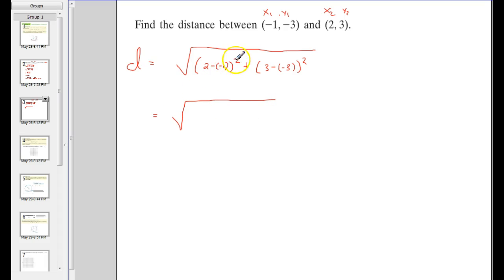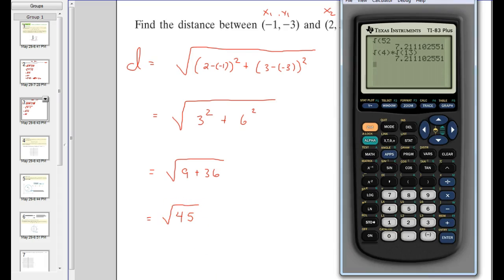Alright, so 2 minus negative 1 is 3 squared, plus 3 minus negative 3 is 3 plus 3, which is 6 squared. Alright, 3 squared is 9, plus 6 squared is 36 again, and then 36 and 9 is 45.